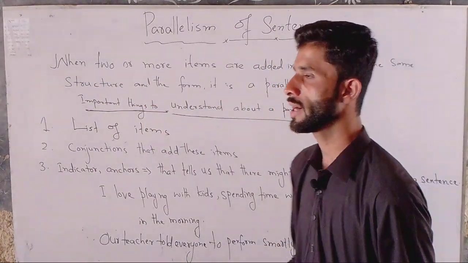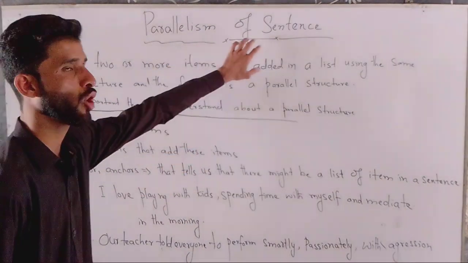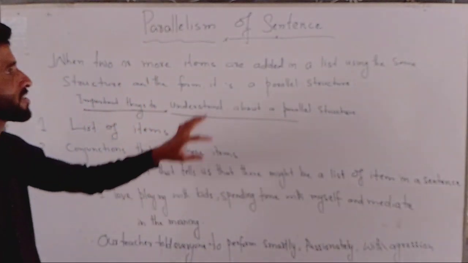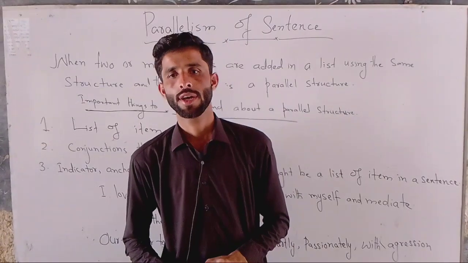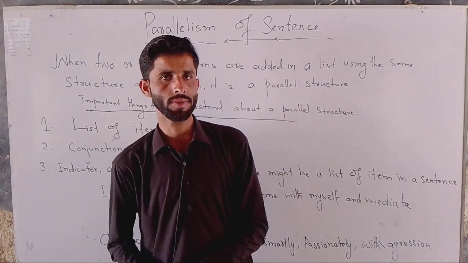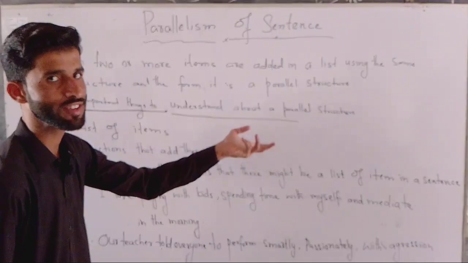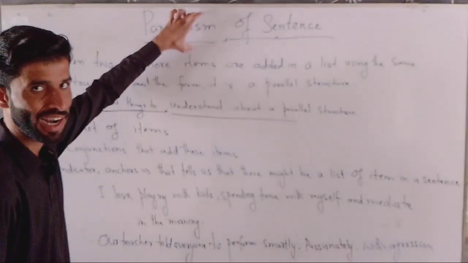So let's start the most important topic, that is parallelism of sentence. Parallelism of sentence is also part of error detection. Sentences are always given in a structure, as we have to make them parallel.